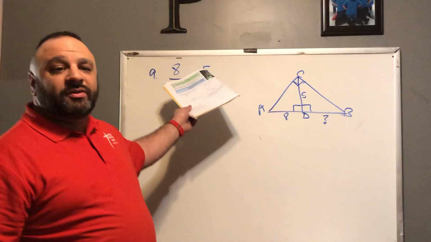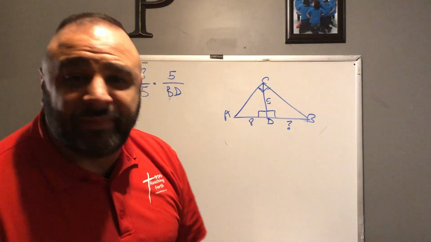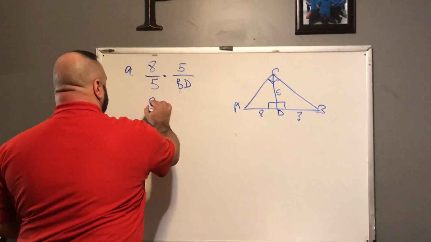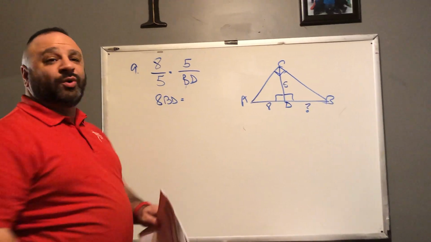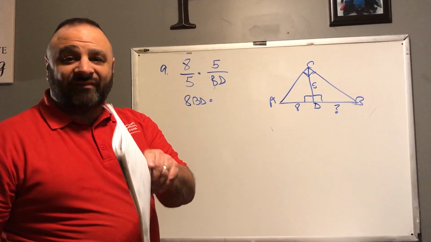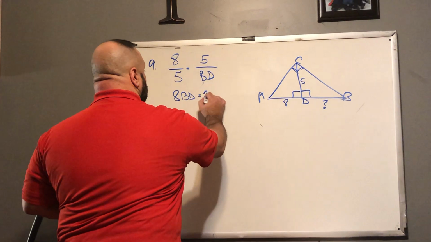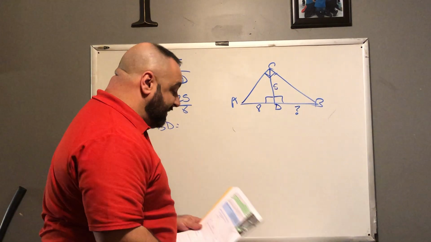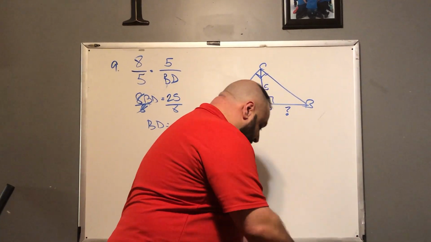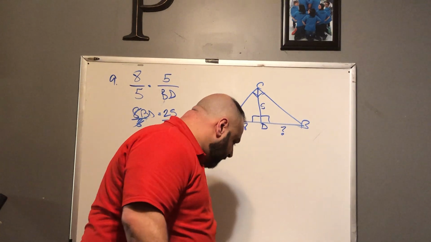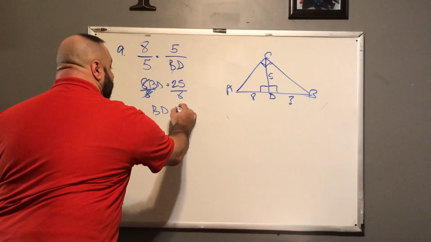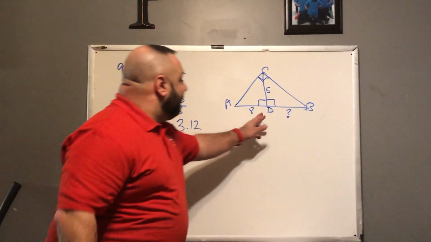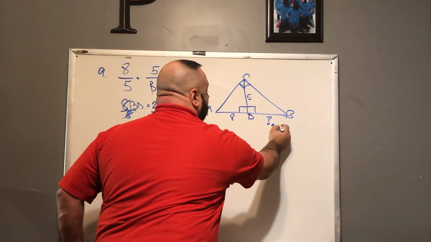Okay. Here we go. The product of the extremes is equal to the product of the means. So let's multiply. 8 times BD would be 8 BD, which is equal to 25. Very good. 5 times 5 would be 25. Divide both sides by 8, and BD is equal to 3.12. So the length of BD would be 3.12.